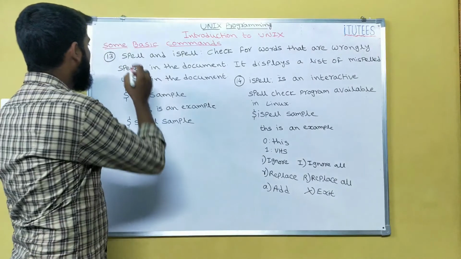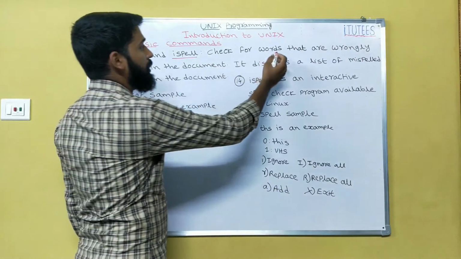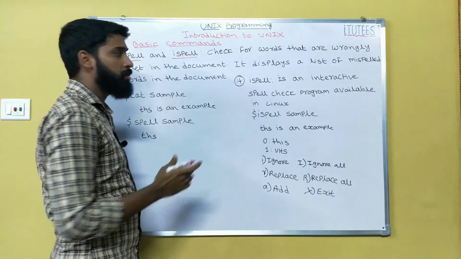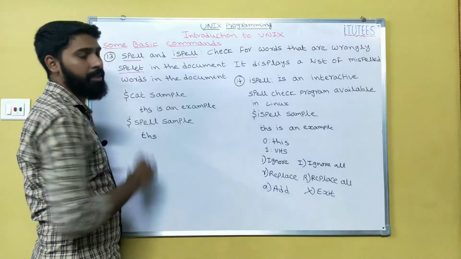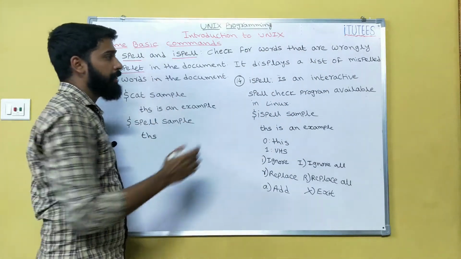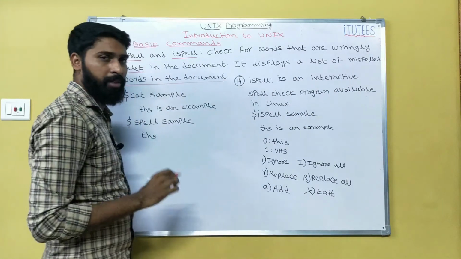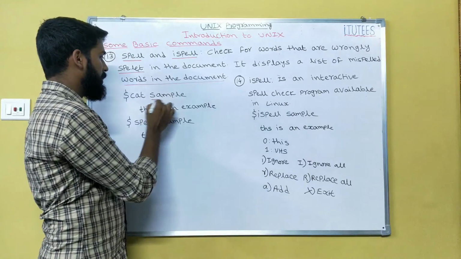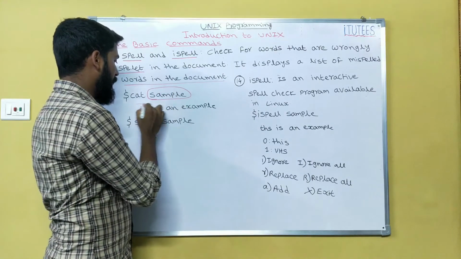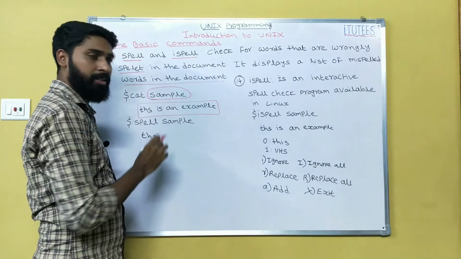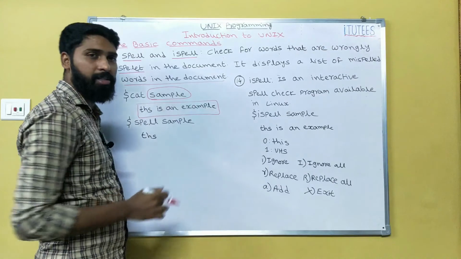Next command is spell and ispell. These commands are used to check for words that are wrongly spelled in the document. It displays a list of misspelled words in the document. For example, this is the document name, sample. In this sample, already we stored the text THS is an example. That means this is an example.